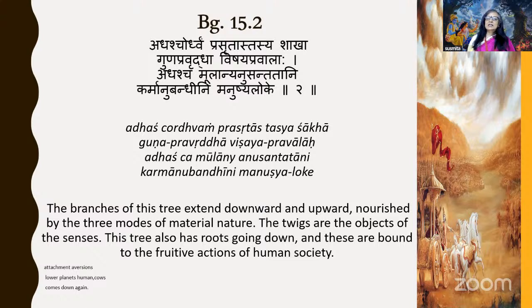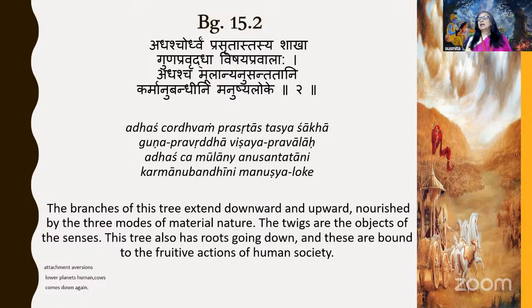He says adhashcha urdhvam. Adha is down and urdhvam is up. Prasrita is expanded. Tasya shakha is branches. Of this banyan tree, the branches are both downward and upward. And guna pravriddha. Who is watering this material tree? This tree of illusion gets watered by the modes of material nature. The three modes in which the living entities are, accordingly this is the watering process. That is what is watering this tree of illusion.